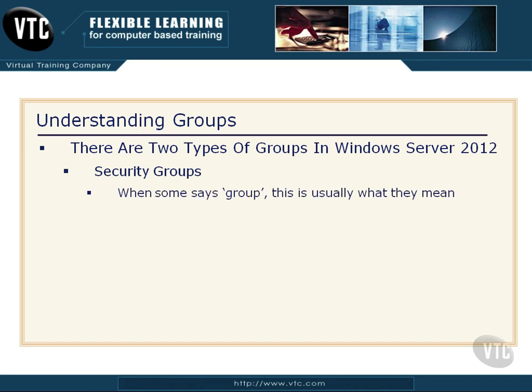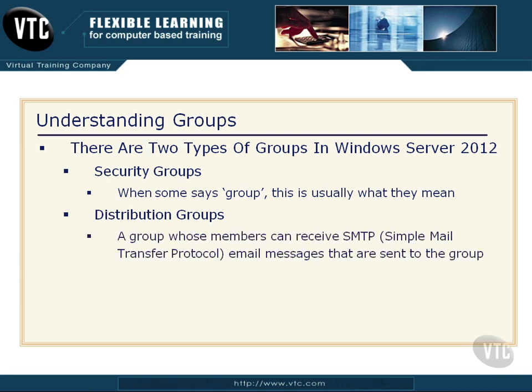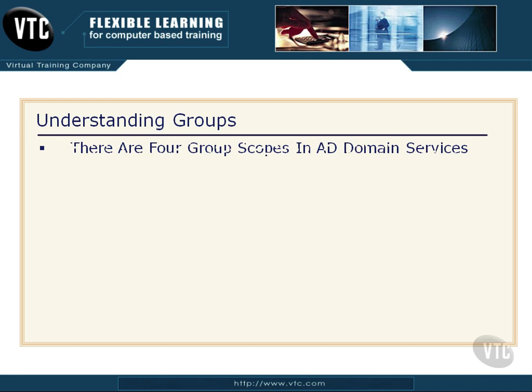Security groups, and when somebody uses the word group, this is usually what they mean. These are groups that we can apply permissions to, used to provide that secure environment. A distribution group is kind of rare in most people's implementations of Active Directory, and this is a group whose members can receive email messages that are sent to the group. The reason I say they're rare is we use this kind of functionality, but usually over in an Exchange environment. But just know what a distribution group is, and you'll be fine for the exam.